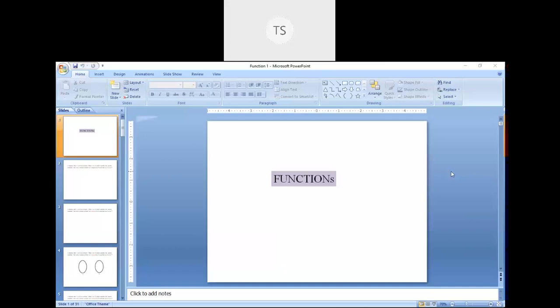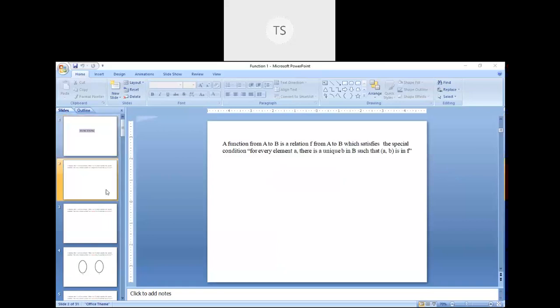From the earlier classes, from the very beginning, we have been talking about the ordered pair, then the Cartesian product, then the concept of relations. Today we will introduce a topic that is function. The formal definition of a function from a set A to another set B is a relation f from A to B which satisfies a special condition.